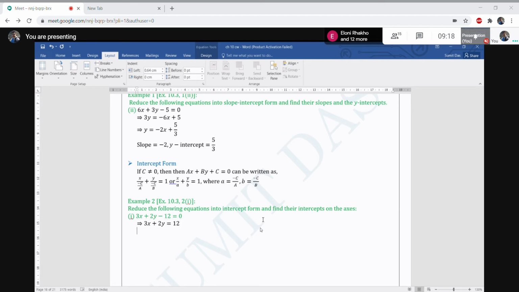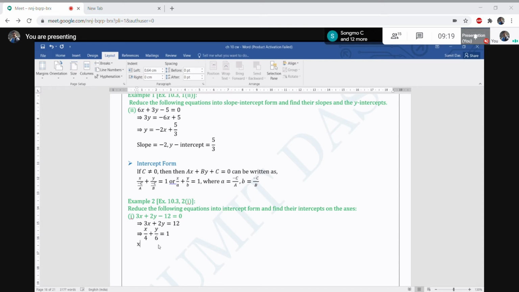Then we have to divide both sides by 12. So 3x divided by 12 will be x by 4 and 2y divided by 12 will be y by 6, that is equal to 1. Here the coefficients of x and y are already reduced, so we don't have to take anything down to the denominator. If a coefficient is left here, we have to write it in the denominator.